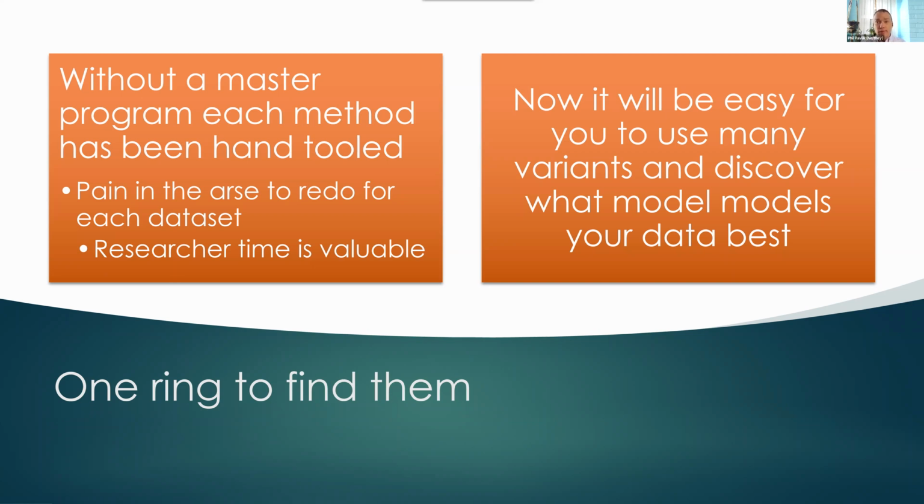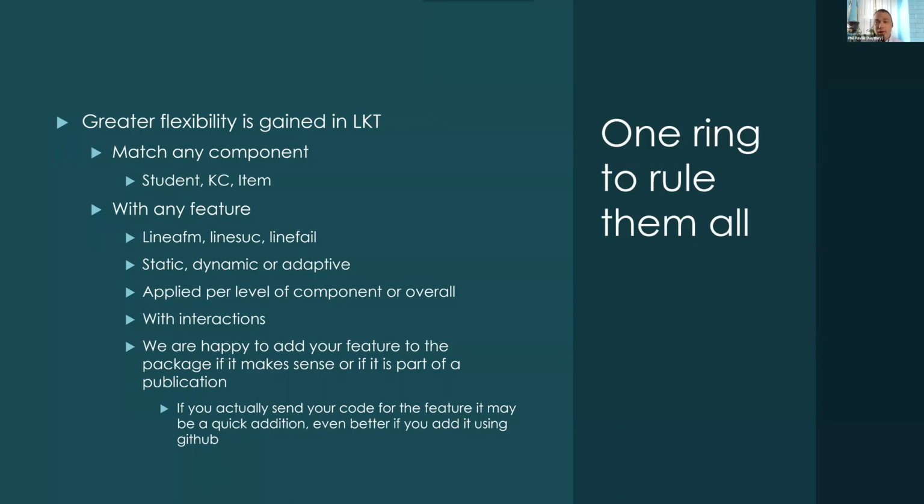And so I wanted to build this tool for my own lab, actually, to save time, so that if I want to do a number of different comparison conditions to whatever I'm doing right now, it's easy to build those comparison conditions and describe why the one I chose is better and so forth. And now it's going to be easy for you to do that. Use the many variants and discover what model models your data best, I think. Hopefully, by the end of this, you'll actually believe that. So one ring to rule them all.